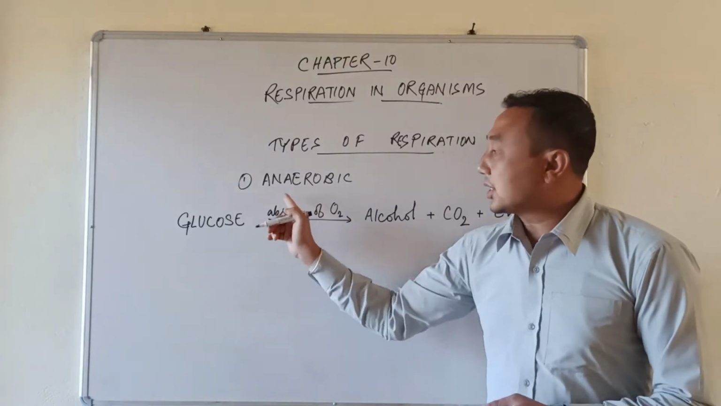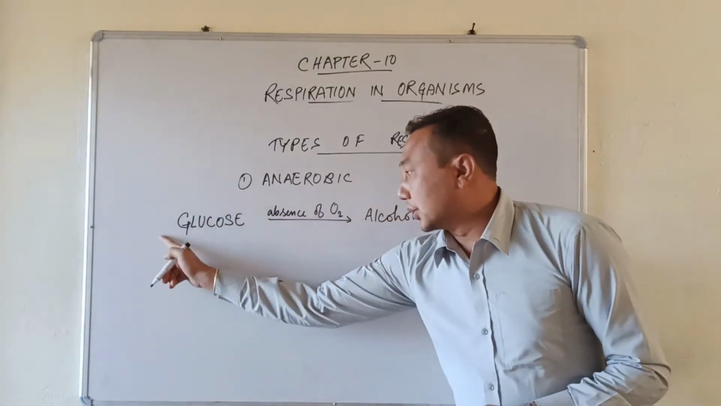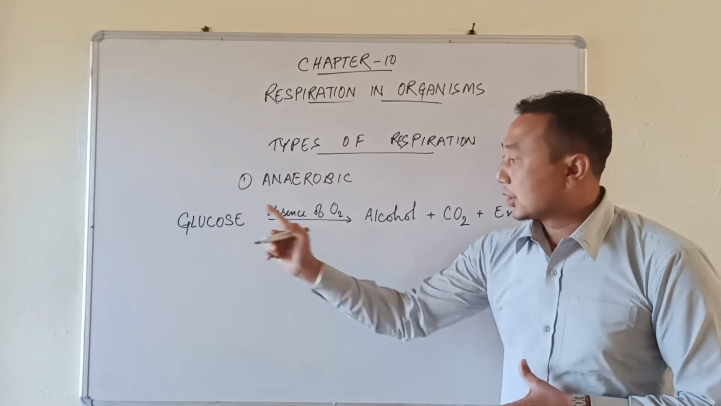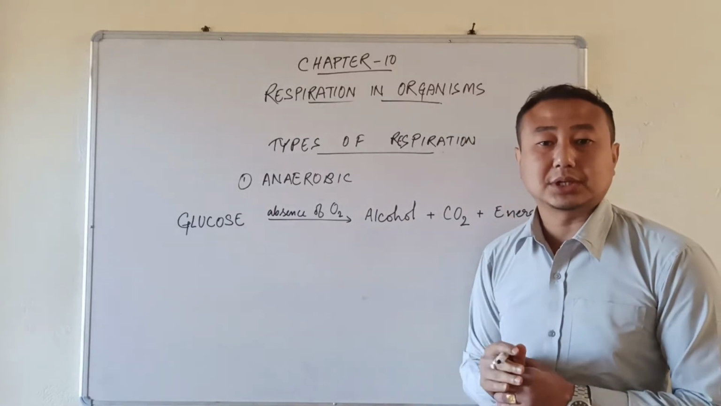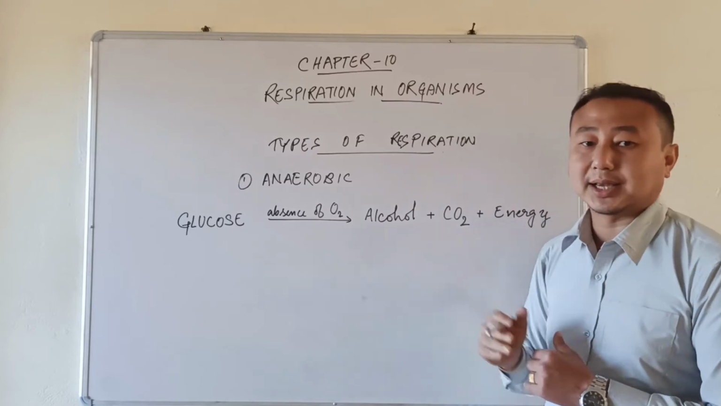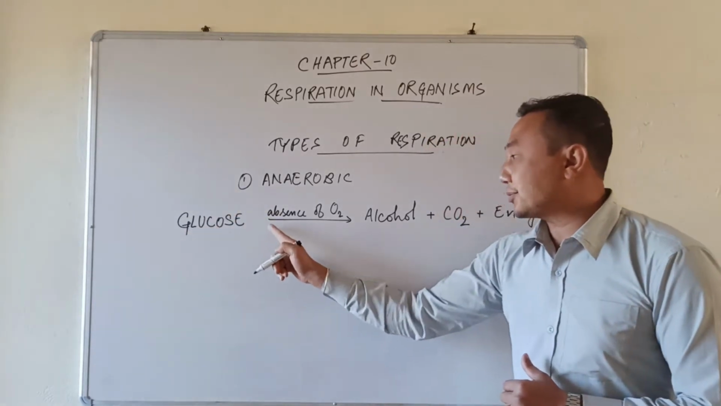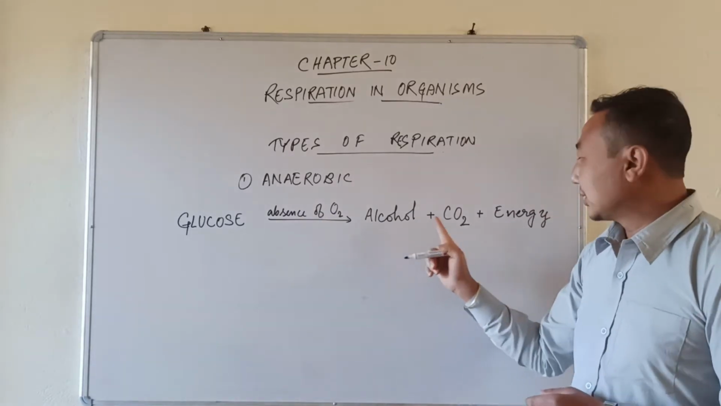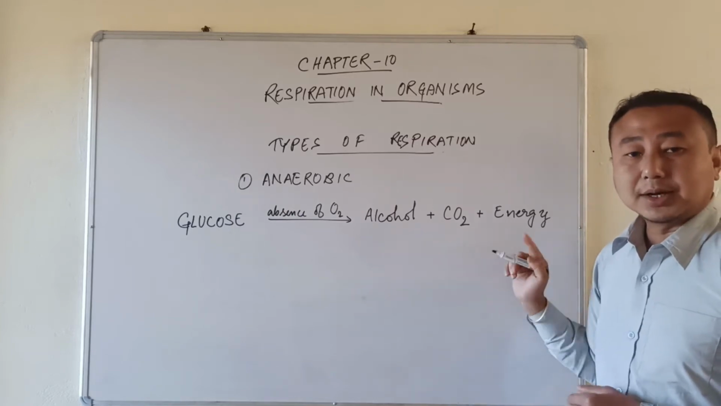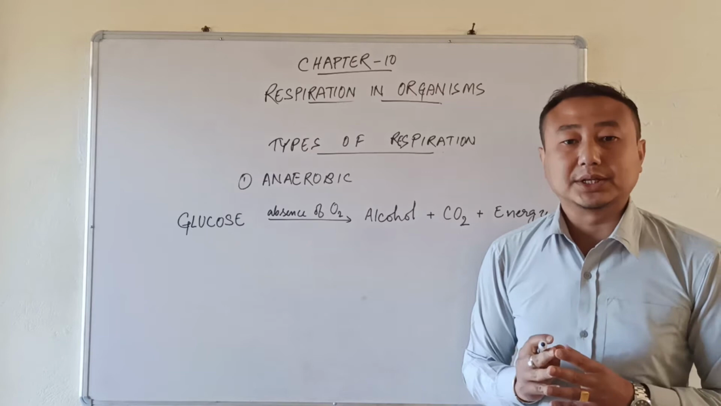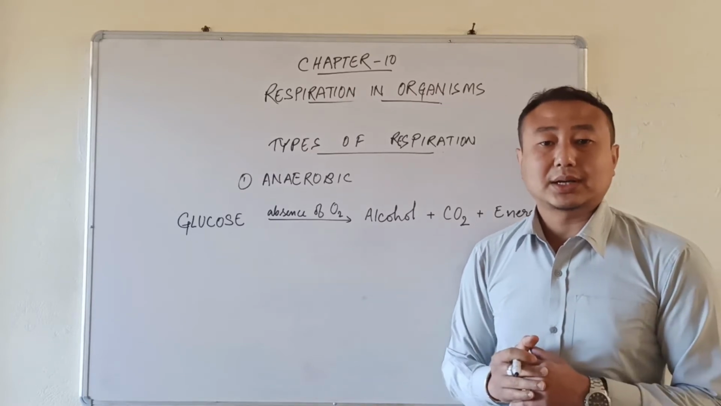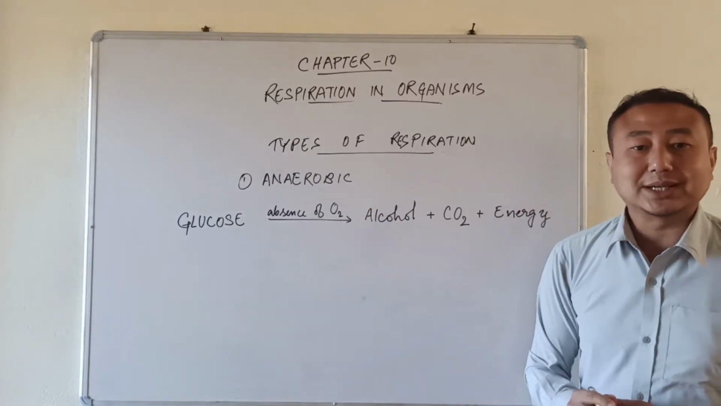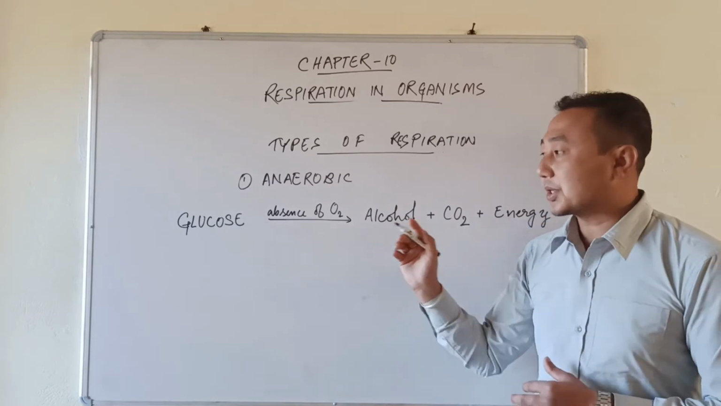During anaerobic respiration, the food component that is broken down to produce energy is carbohydrate. Glucose is one form of carbohydrate that is utilized by living organisms for obtaining energy. In the absence of oxygen, this glucose is broken down inside the cell to form alcohol, carbon dioxide, and energy. The energy produced is utilized by the organism to perform other life processes. The amount of energy produced during anaerobic respiration is very small. So this is one type of respiration.